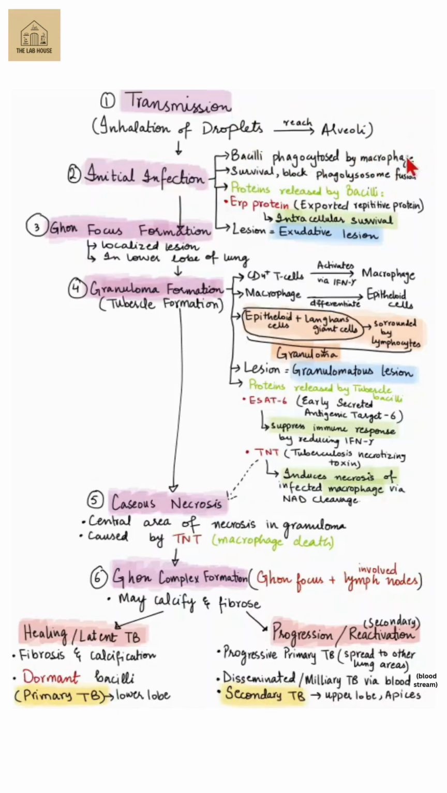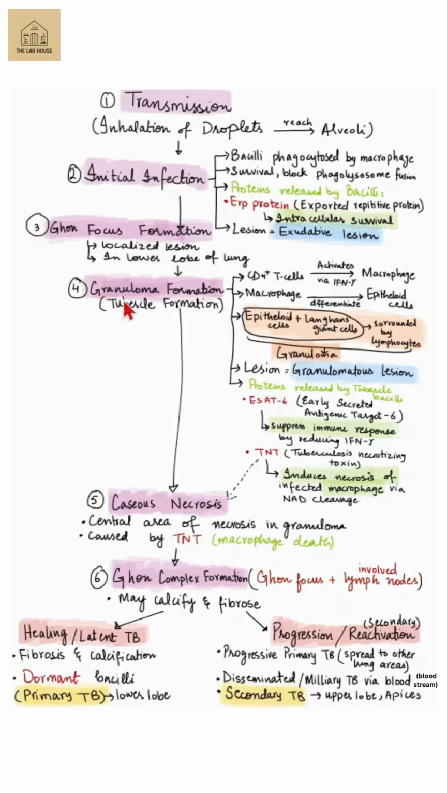Inside the macrophage, the bacilli are in the form of a phagosome. And the bacilli block the fusion of the phagosome with the lysosome, because the lysosomal enzymes would kill the bacilli in the phagosome. This fusion is inhibited by the ERP protein produced by the bacilli, which causes the bacilli to survive intracellularly. The lesion that is formed in the initial infection is an exudative lesion, which is comprised of acute inflammation. So a Ghon focus is formed after the initial infection. It is a localized lesion in the lower lobe of the lung.